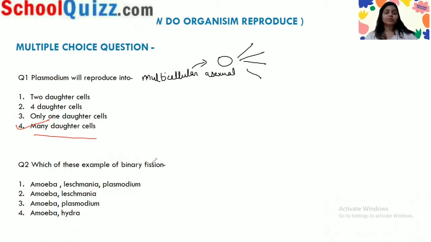Question number 2: which of these is an example of binary fission? What is binary fission? Binary fission is also asexual reproduction. And what is the meaning of fission? Just split apart. So when binary fission happens, the parent cell is dividing into only 2 daughter cells.